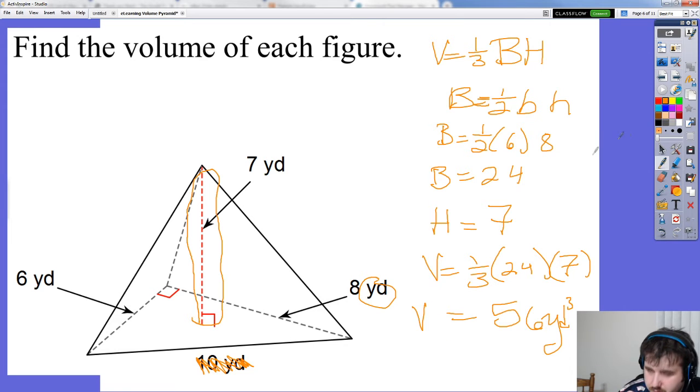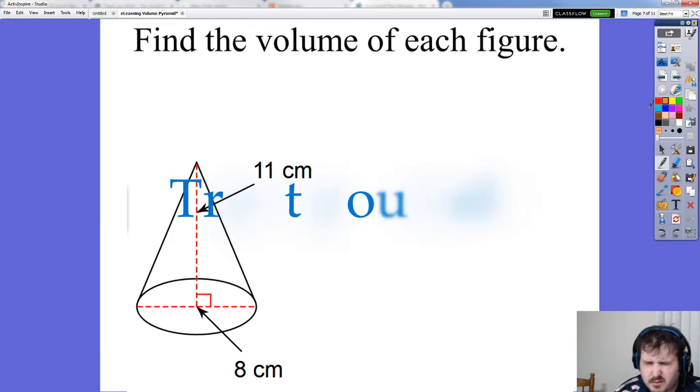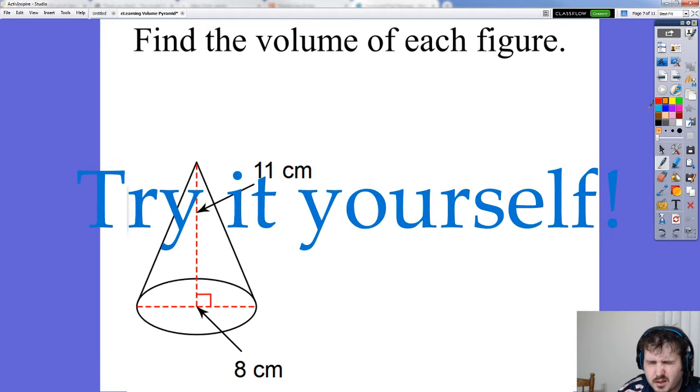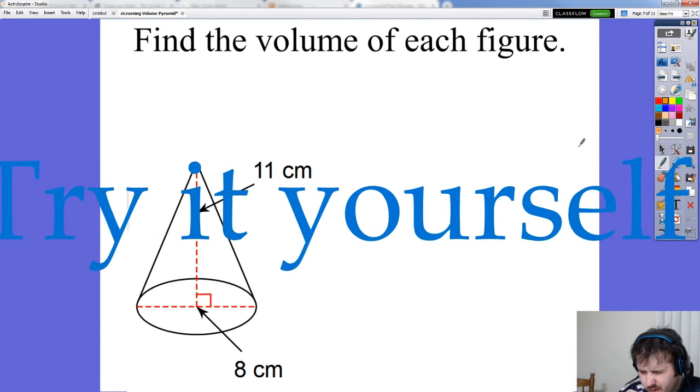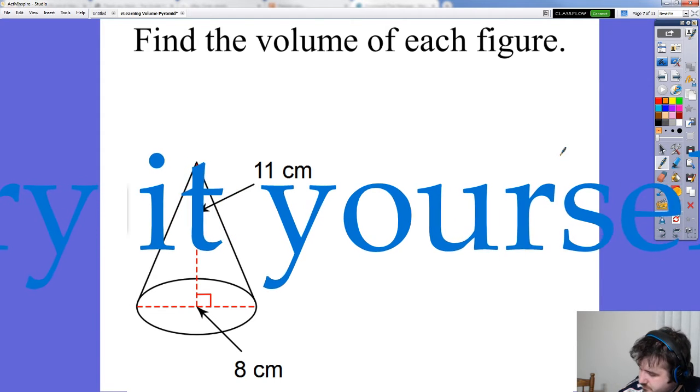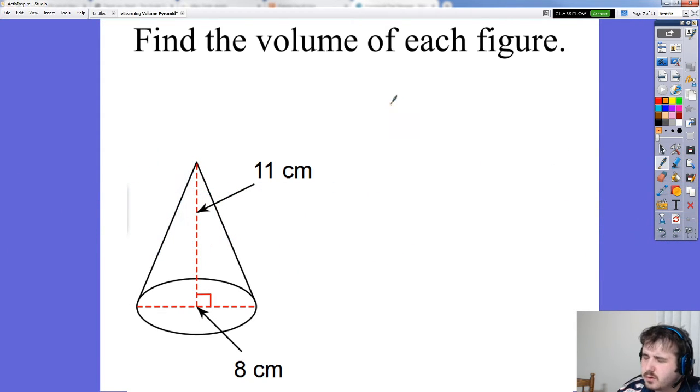Yes. All right. Try the next one on your own. Same idea, same concept. Don't feel like you have to reinvent the wheel here. Give it a try. All right, so let's go through. Volume equals 1/3 base height. Well, what's the base? That's this thing. It's a circle.